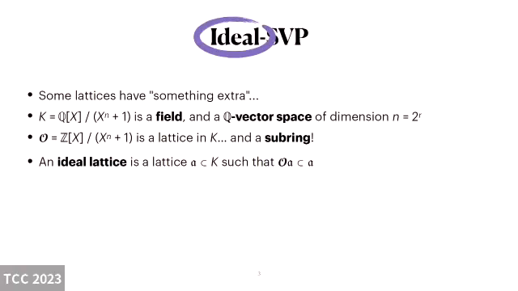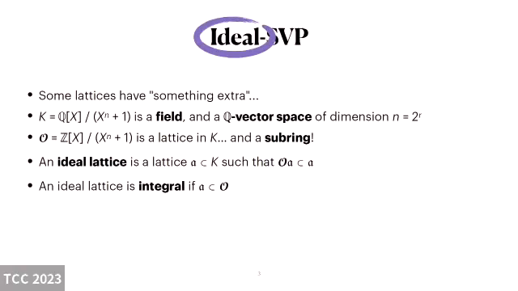Now, this is a very particular example of an ideal lattice. More generally, an ideal lattice in K would be any lattice in K that is stable under multiplication by O. So a lattice A in K such that O times A is still in A. So you have different kinds of ideal lattices in there. An important family are the integral lattices, and these would be the sublattices of O that are also ideals.